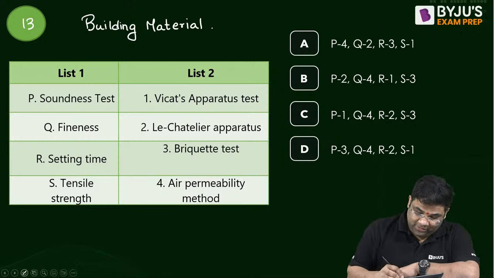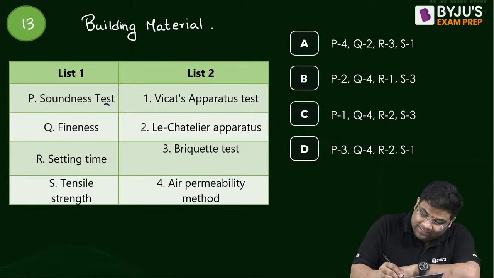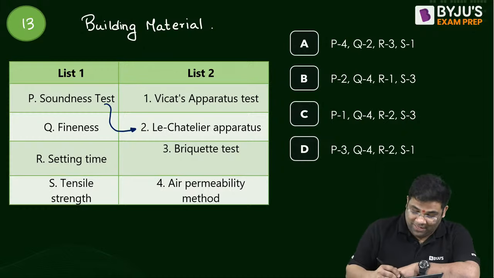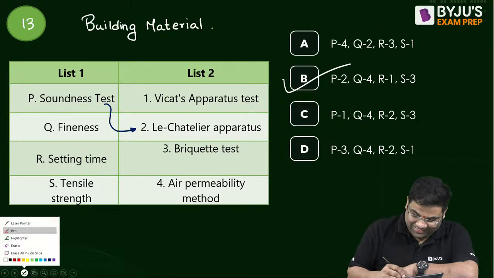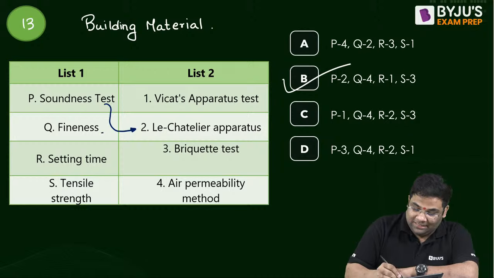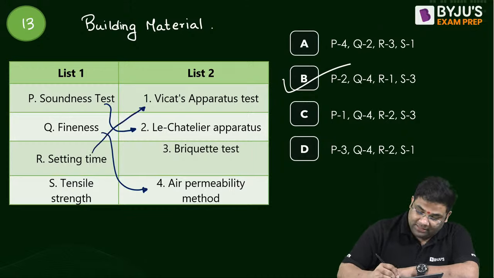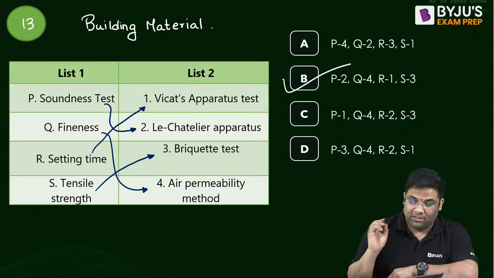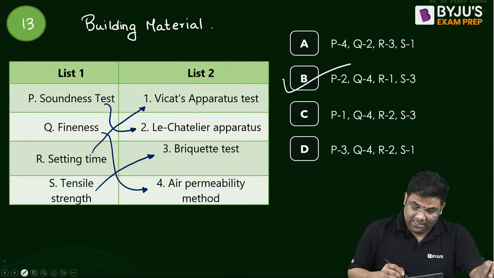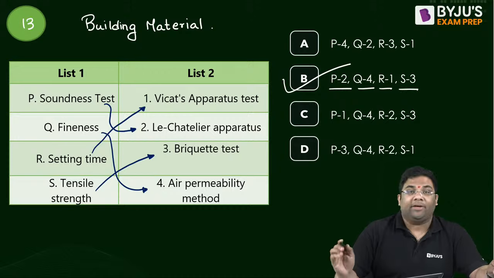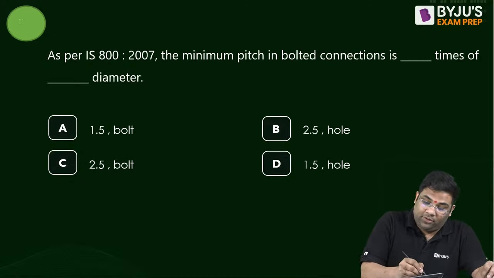Yes. If you know that the soundness test is conducted by the Le Chatelier apparatus, then we have only one option. So it's an easy question. We know that fineness is done by the air permeability method, setting time by Vicat's apparatus, and tensile strength by the briquette test. So the answer is: P is 2, Q is 4, R is 1 and S is 3. Correct.